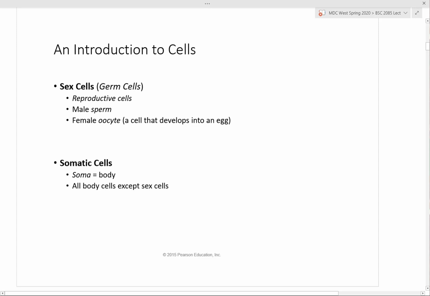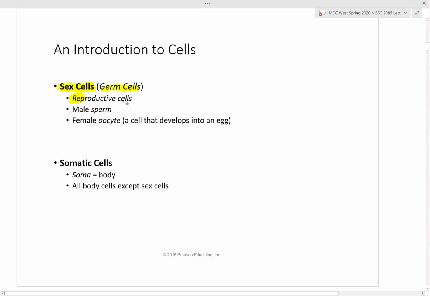So cells, there are two different types of cells in your body. You have your sex cells, okay? So your sex cells are known as the germ cells, and they're the cells that allow you to do what? Oh, sorry, not cells, but to reproduce, right?